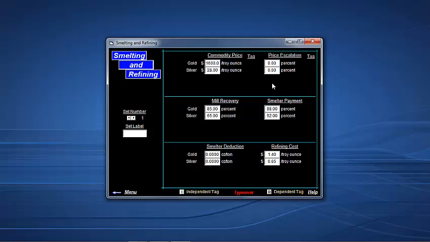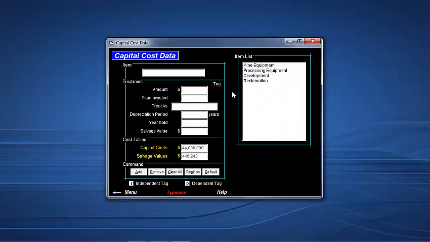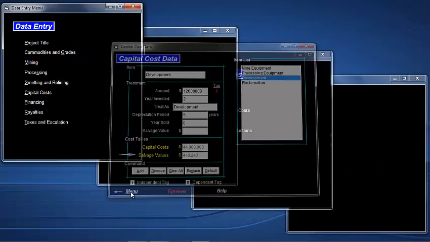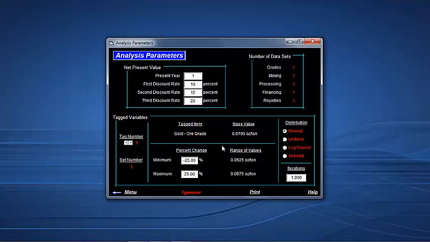We'll also take the gold price and independently vary that. And let's take a look at our development cost as well and tag that for analyses. So let's go up to the parameters screen, and here's where we define the type of analyses we want to do. We'll look at several things. We'll look at sensitivity and break even.